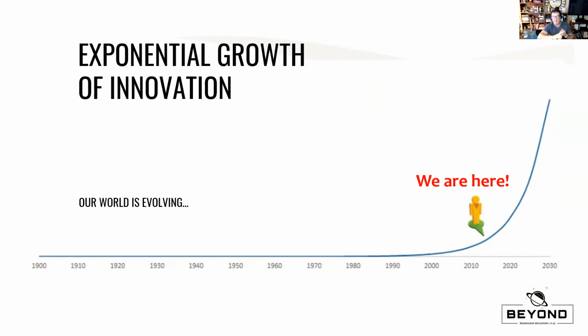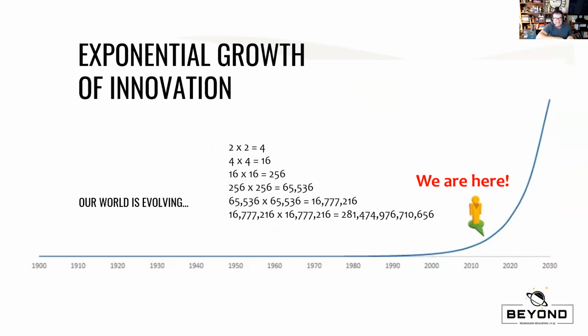2 × 2 is 4. 4 × 4 is 16. 16 × 16 is 256. 256 times 256 is 65,536. The next one is over 16 million. And the next one is a number that I don't even know what that number is, 281 kajillion. But so you see what I mean?